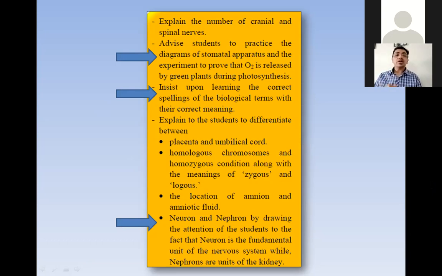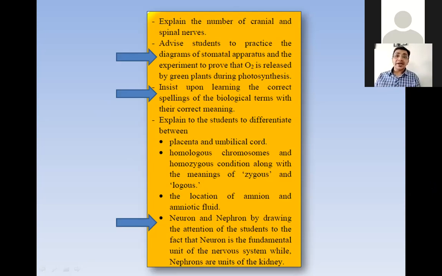You should know the difference between a neuron and a nephron. The nephron is the functional unit of the excretory system, the kidney. Similarly, the neuron is the functional as well as the structural unit of the nervous system. Many times students make a mistake: instead of neuron, they write nephron, or vice versa.